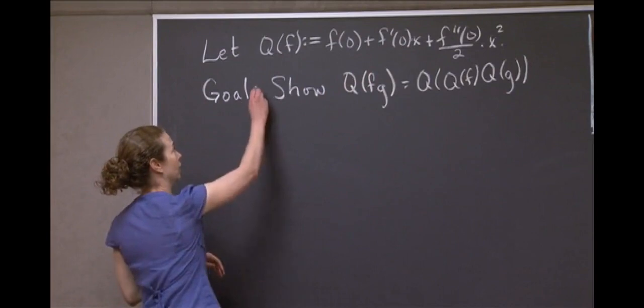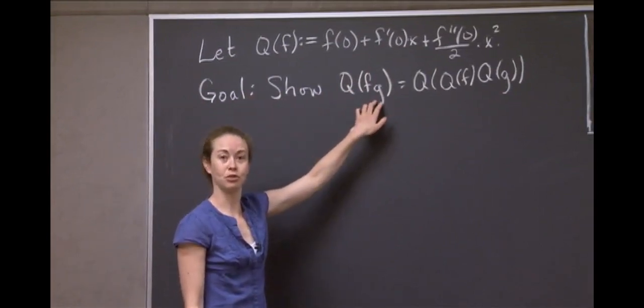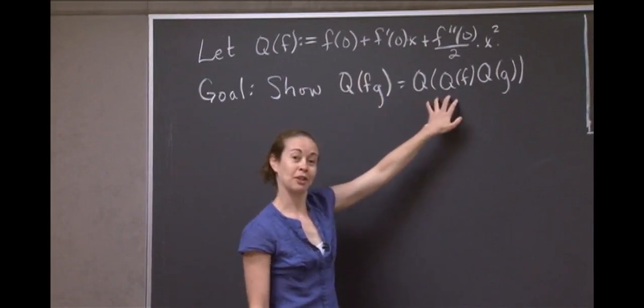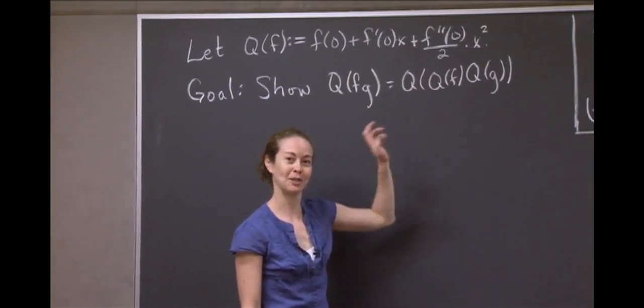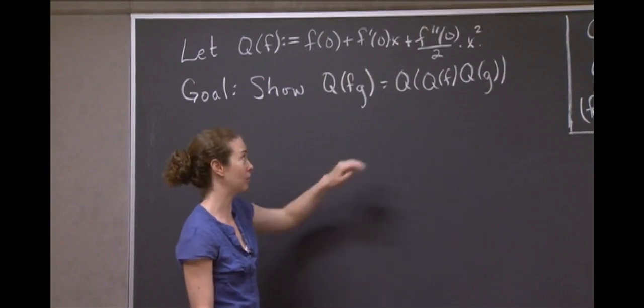Our goal is to show that if I want to take the quadratic approximation of a product of two functions, I can do it in a different way. I can do it in the way written on the right-hand side, which actually looks more complicated in this notation, but is in fact easier in reality. So let me explain what's happening, and then I'll give you an example.